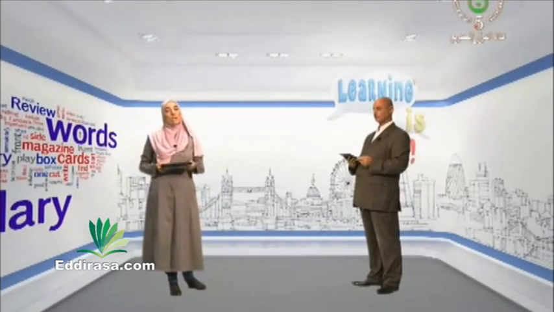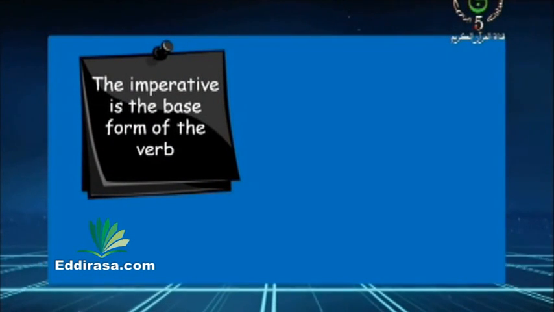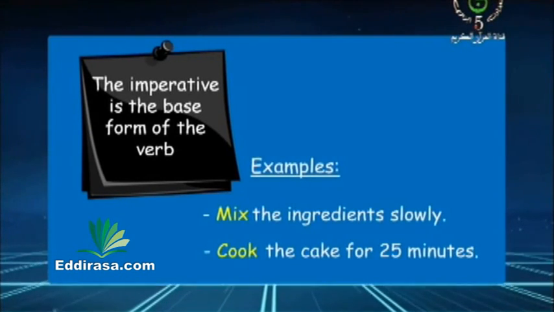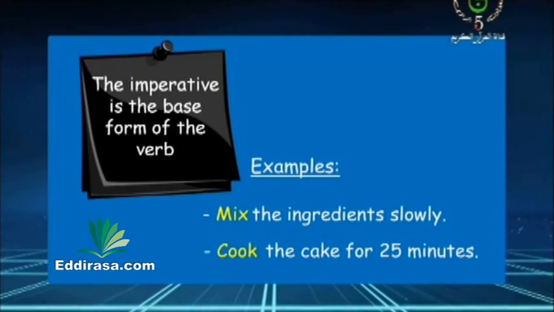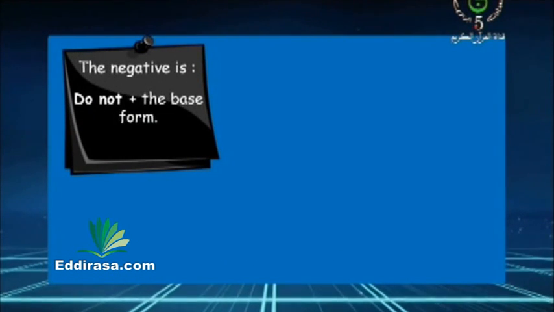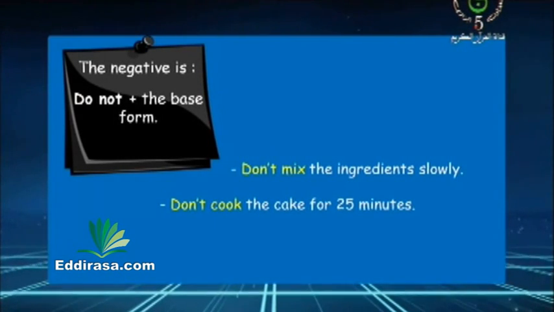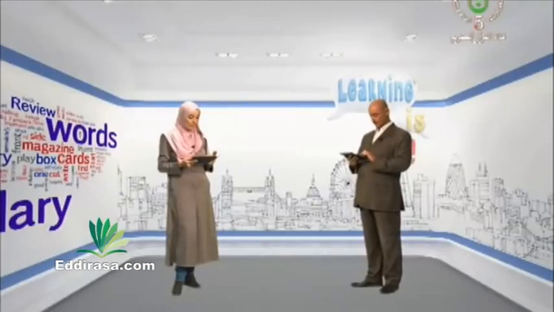Now let's see with Mr. Zian a little reminder about the imperative form of verbs. Let's see here an example. The imperative is the base form of the verb. Mix the ingredients slowly. Cook the cake for 25 minutes. The negative is do not plus the base form. Don't mix the ingredients slowly. Don't cook the cake for 25 minutes. Exactly. Well, now I think that we revised the imperative form, which is very, very important when writing a recipe.